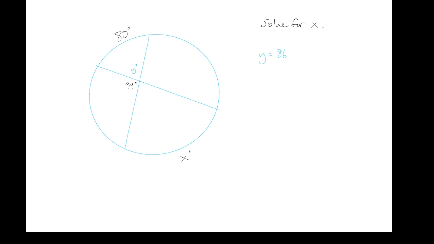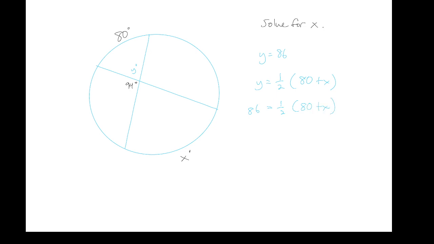So what we should say is that angle y is equal to 1/2 of those 2 vertical arcs that we have, 80 and x. So we have 80 plus x. But we know what y is. It's 86, equal to 1/2 of 80 plus x.